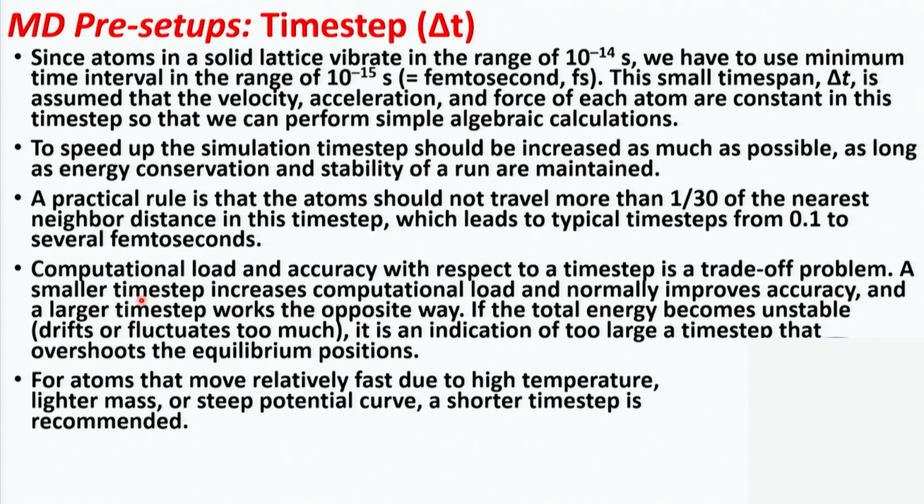Okay, so a smaller time step increases computational load and normally improves accuracy, and a larger time step works the opposite way. If the total energy becomes unstable, drifts or fluctuates too much, it is an indication of too large a time step that overshoots the equilibrium position. Okay, so for atoms that move relatively fast due to high temperature, lighter mass or steep potential curve, a shorter time step is recommended. Okay, so time step is also very important. Generally, we use 0.1 to 1 femtosecond.